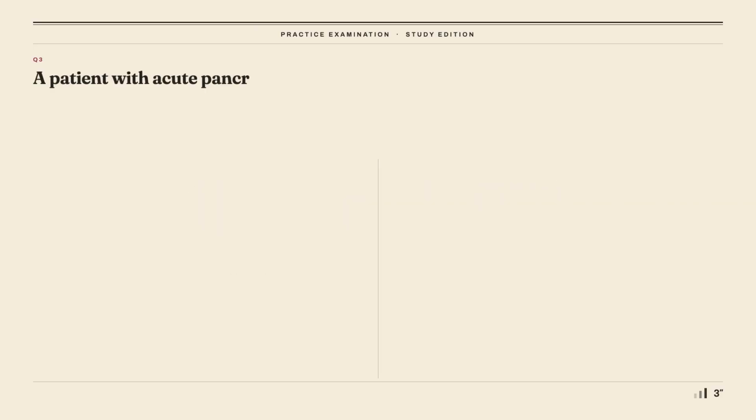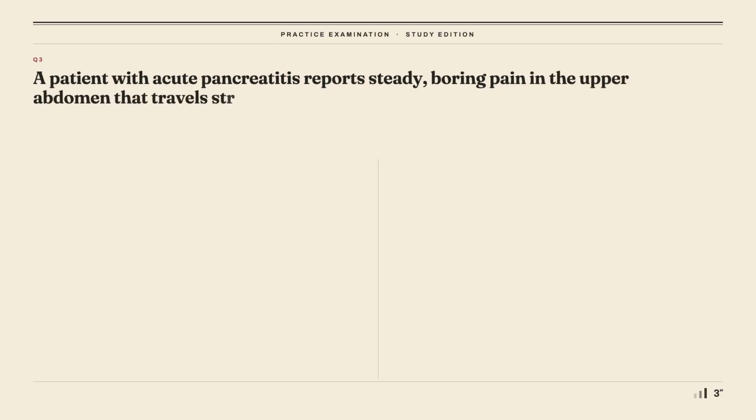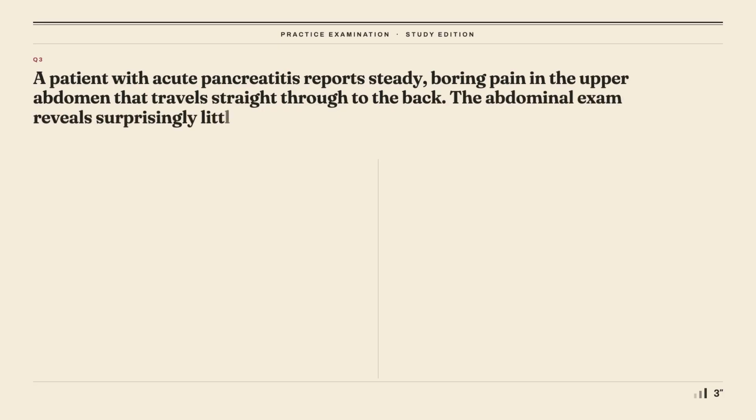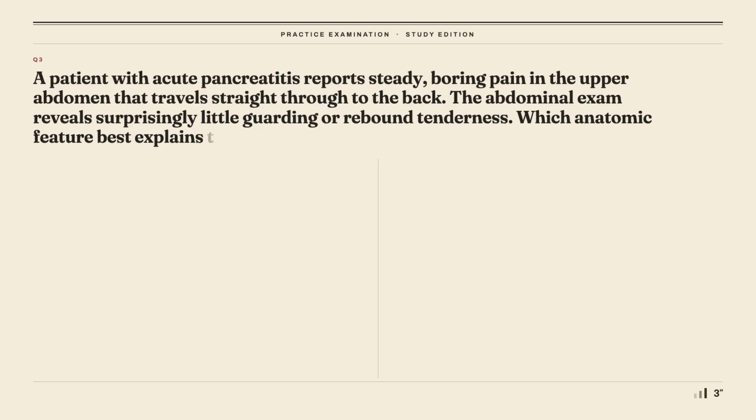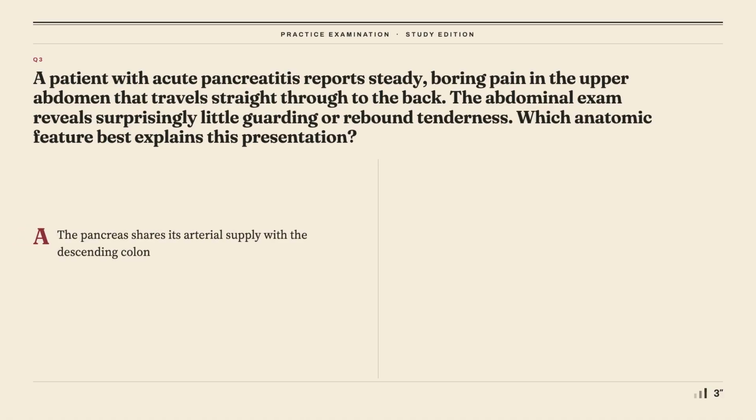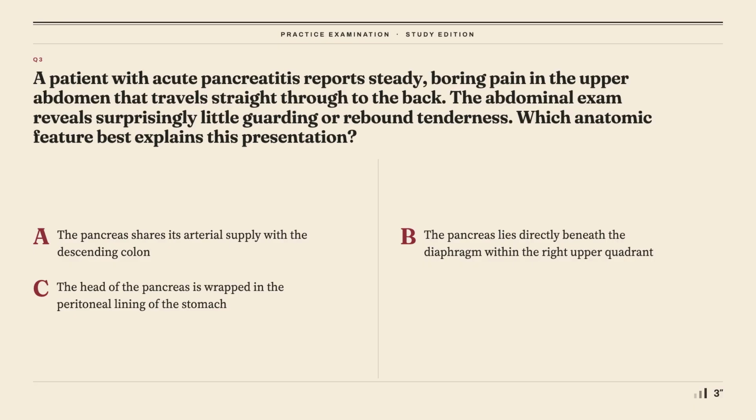Question 3. A patient with acute pancreatitis reports steady, boring pain in the upper abdomen that travels straight through to the back. The abdominal exam reveals surprisingly little guarding or rebound tenderness. Which anatomic feature best explains this presentation? Your options are: A. The pancreas shares its arterial supply with the descending colon. B. The pancreas lies directly beneath the diaphragm within the right upper quadrant. C. The head of the pancreas is wrapped in the peritoneal lining of the stomach.